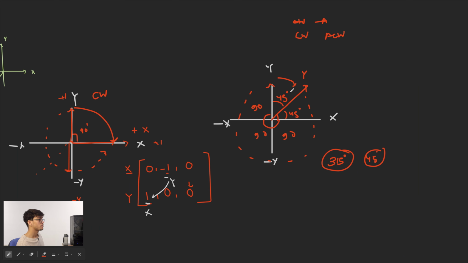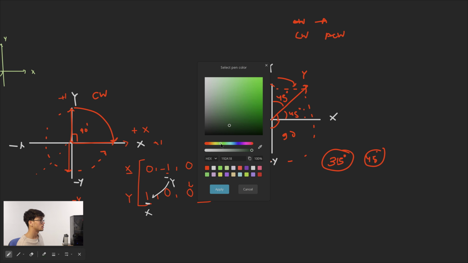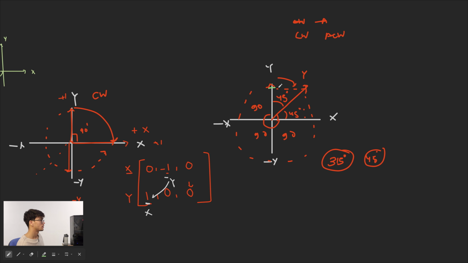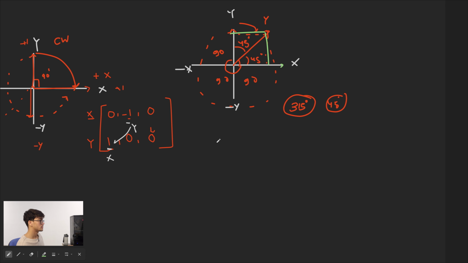Okay, we have this. Now what will be its matrix? I will just say green or something bright. So I will say what its matrix is now. Let's see that also. So now we will see x and y.